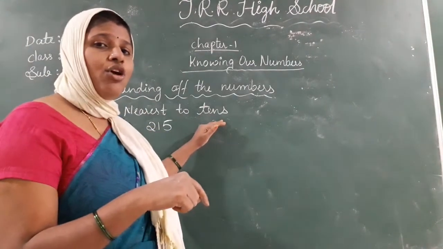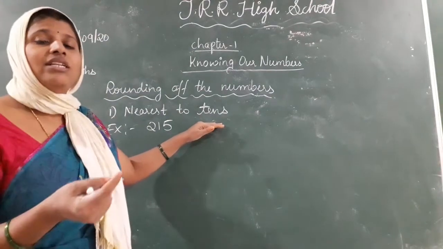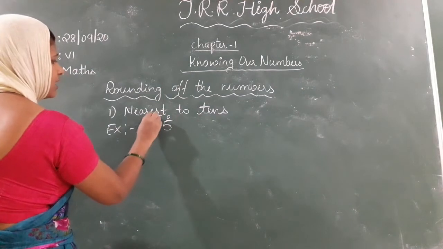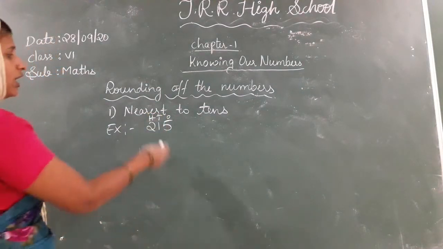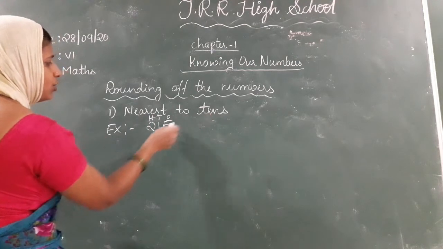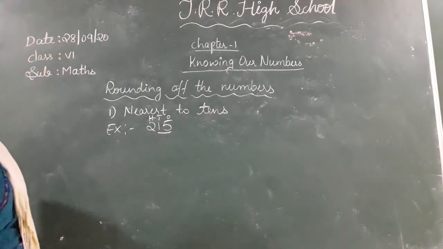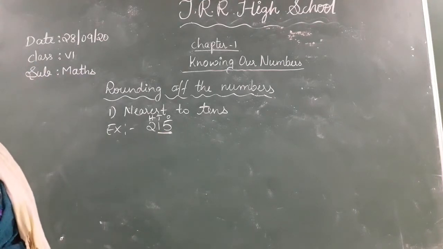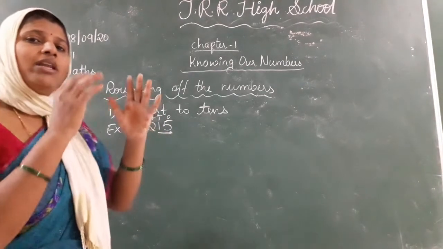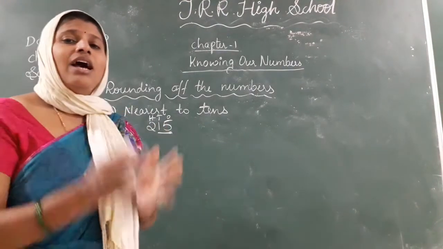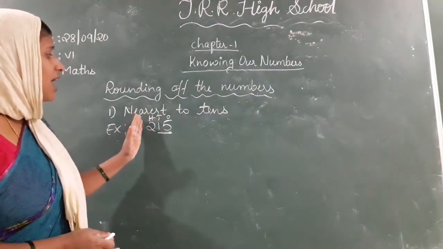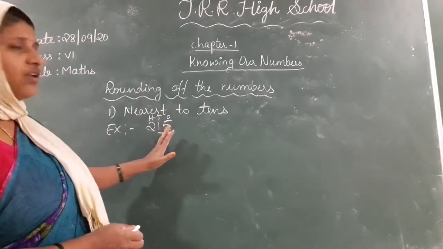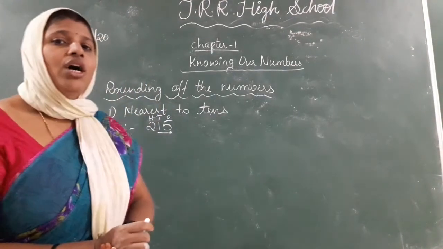As I said before, when it is asked to round to the nearest tens, you have to take only up to the tens place. So here: ones, tens, hundreds. As it is asked nearest to tens, you have to take up to the tens place only. That is, you have to consider only the 15. Then what about the 2? The 2 will remain as it is. Now only for 15 you have to round it off.